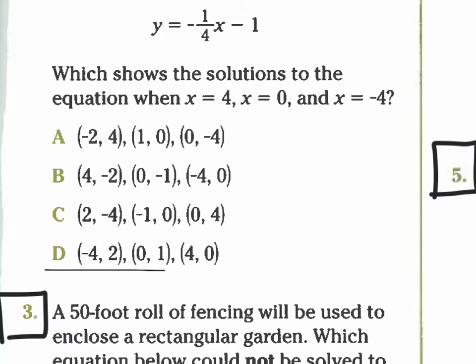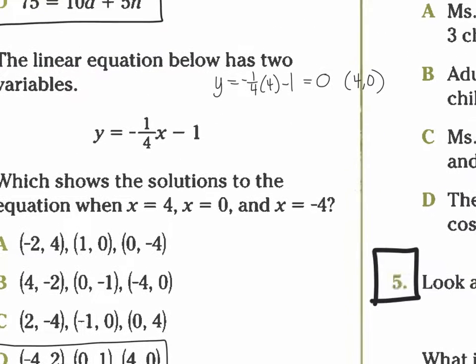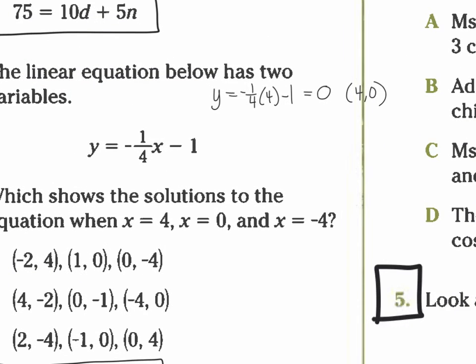So I'm looking for my choices that have the point 4, 0. There's only one, so I'm thinking it's going to be letter D, but I'm going to double check. I'm going to also do 0. So y equals negative 1/4 times 0 minus 1, which would be negative 1. So when x is 0, y is negative 1.